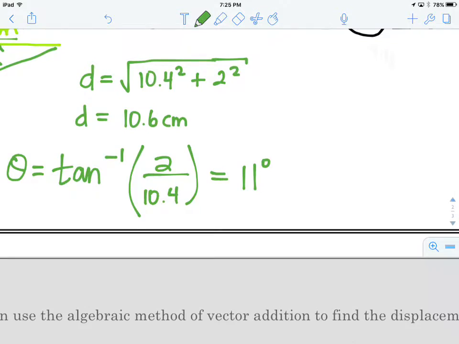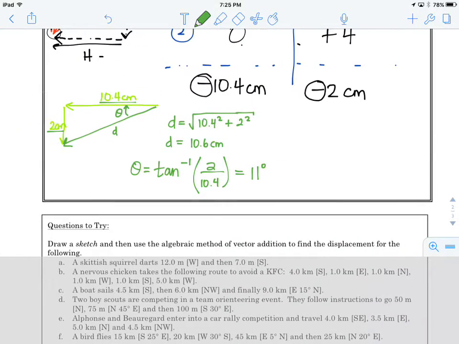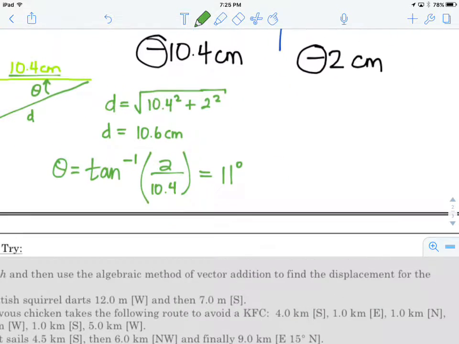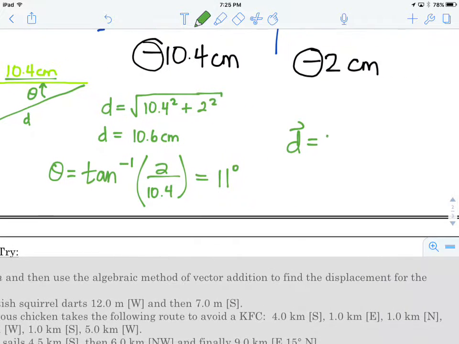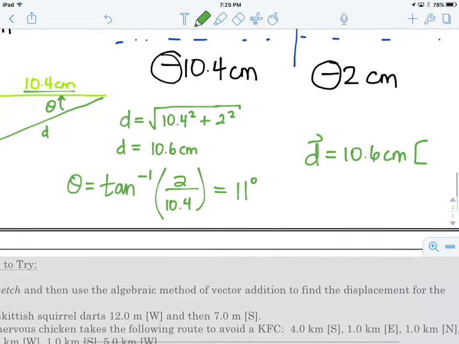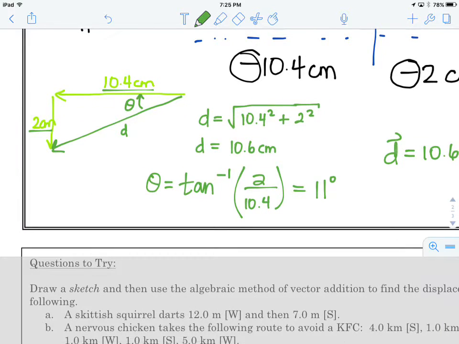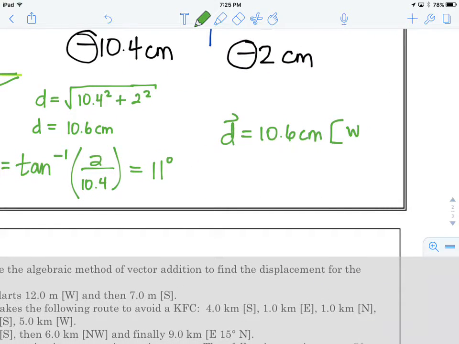Okay, so all of a sudden we're at a point where we can say, hey, this lion's displacement d is equal to 10.6 centimeters, and we've got to put this into some kind of an angle. If you start here, you say, okay, it's west, and you tip south 11 degrees. So west, 11 degrees south. And that is your final answer.